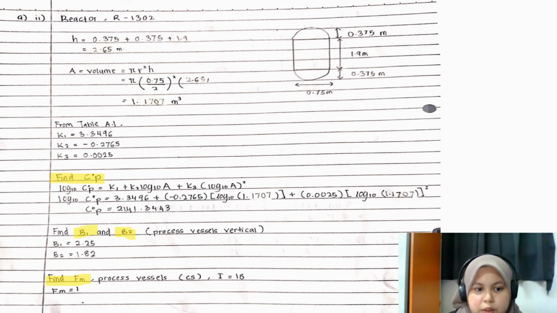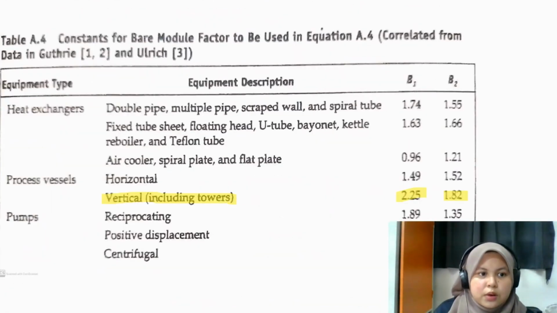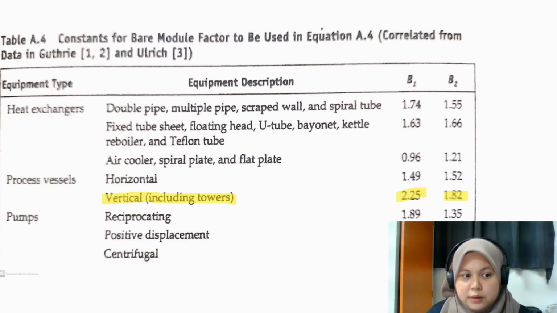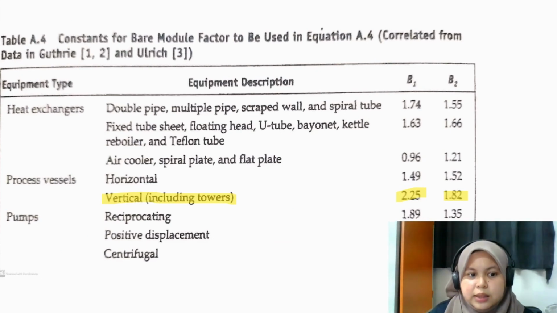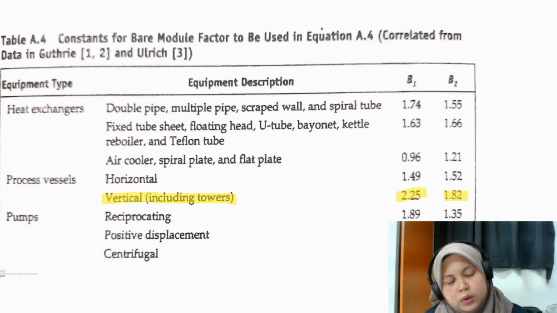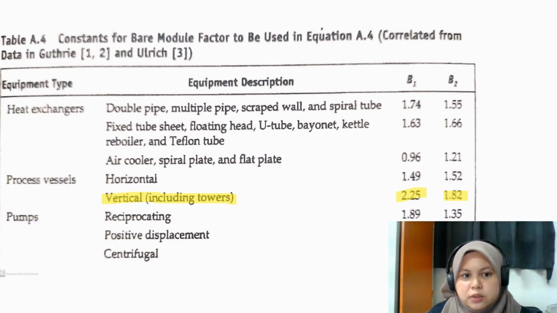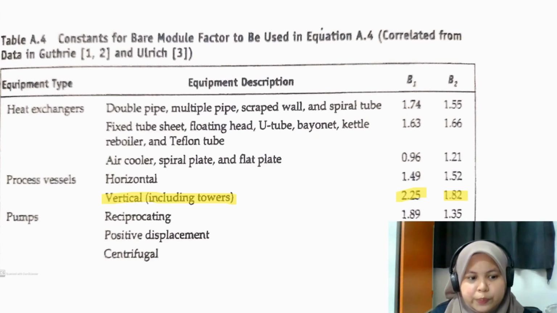Then we need to find B1 and B2. How do we find B1 and B2? We can look at this table. The equipment type is process vessels, and the reactor that we need to calculate is vertical. So we can look at B1 and B2, which are 2.25 and 1.82.